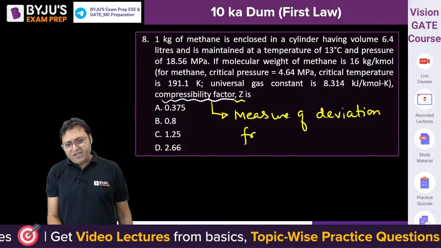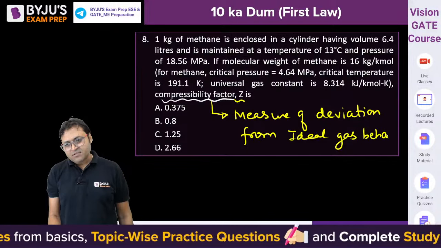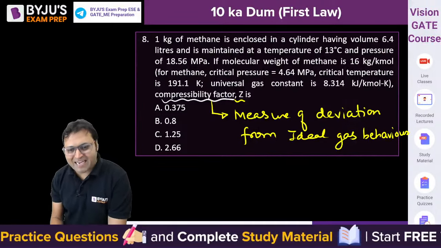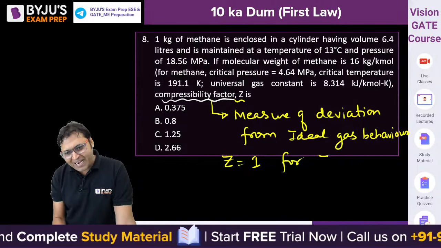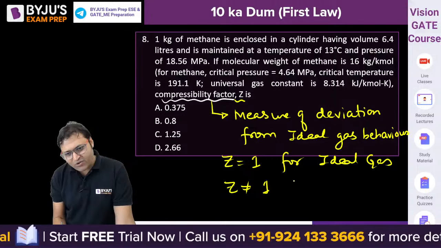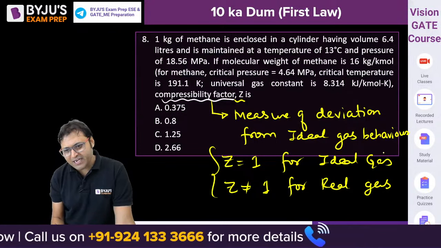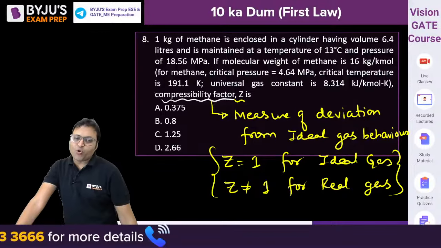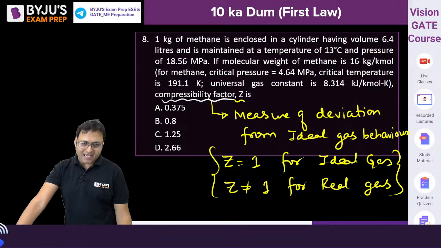It is the measure of deviation from ideal gas behavior. Compressibility factor is the measure of deviation from the ideal gas behavior. So we can say Z is equal to 1 for ideal gas, but Z is not equal to 1 for real gas. So if Z is not equal to 1, it means it deviates from the ideal gas behavior. The more the value of Z deviates from 1, the more the deviation. 1 is the value for the ideal gas behavior.